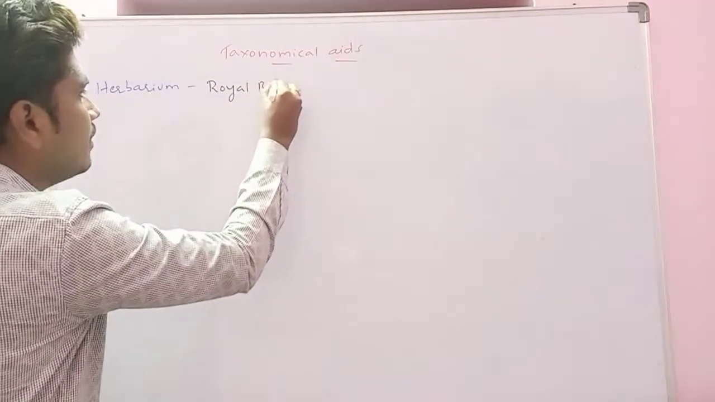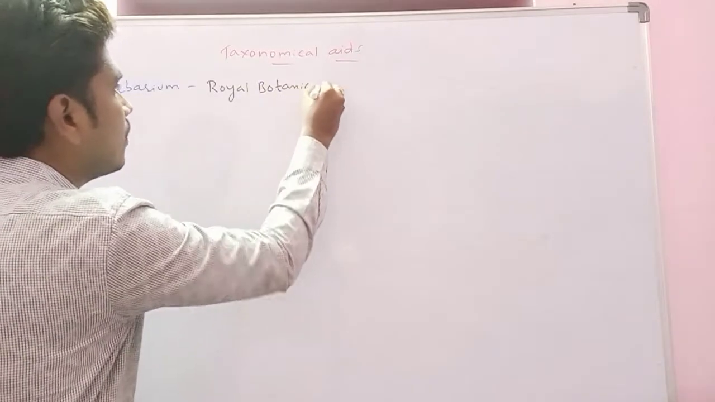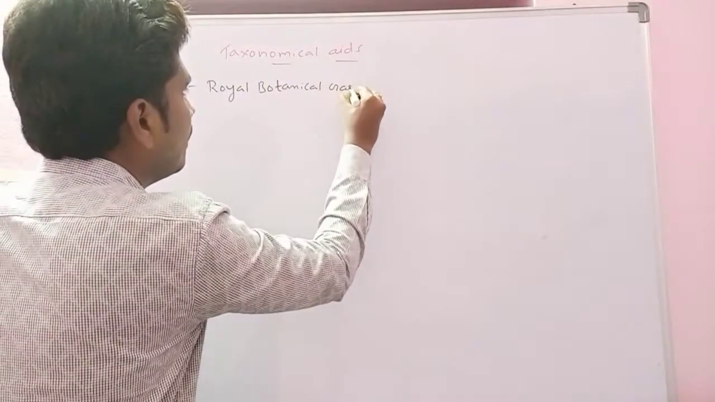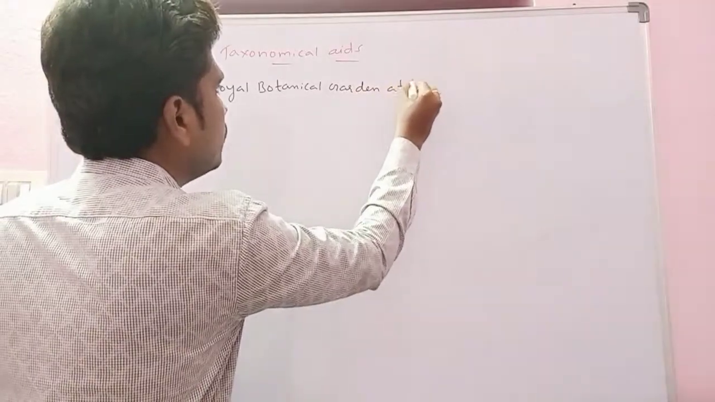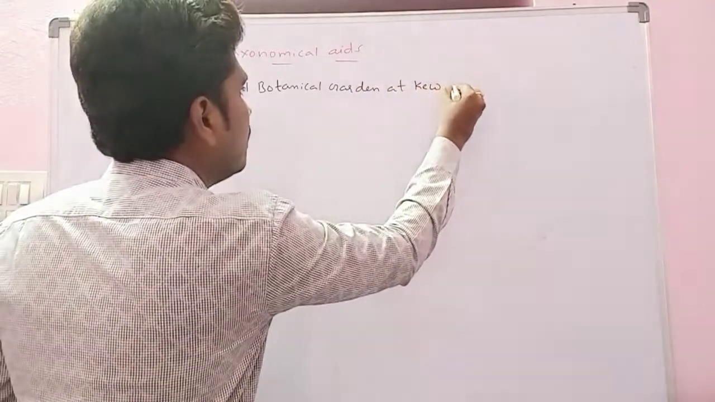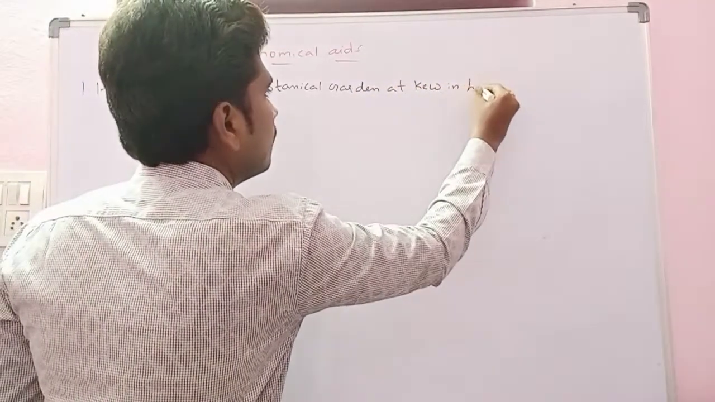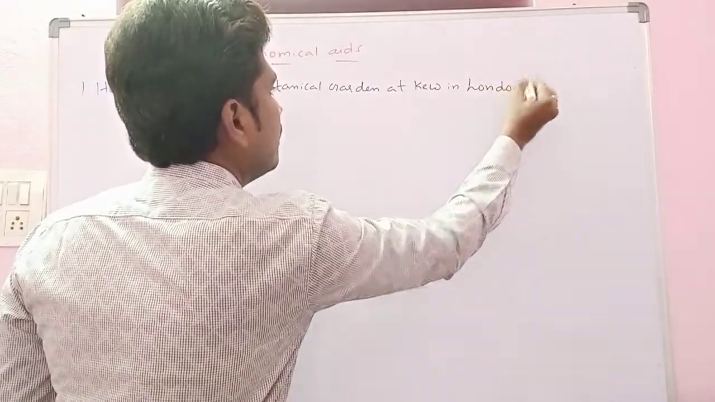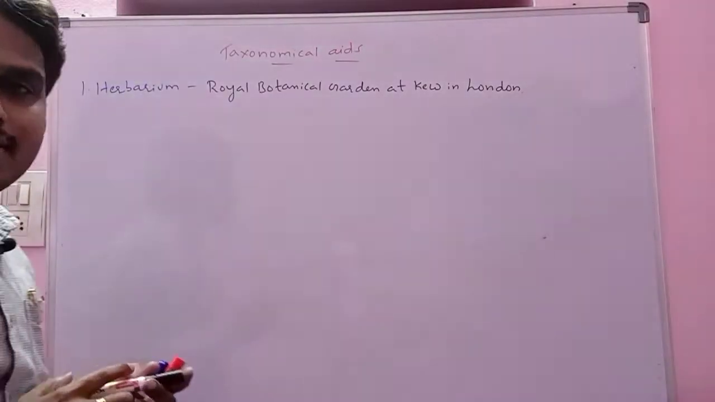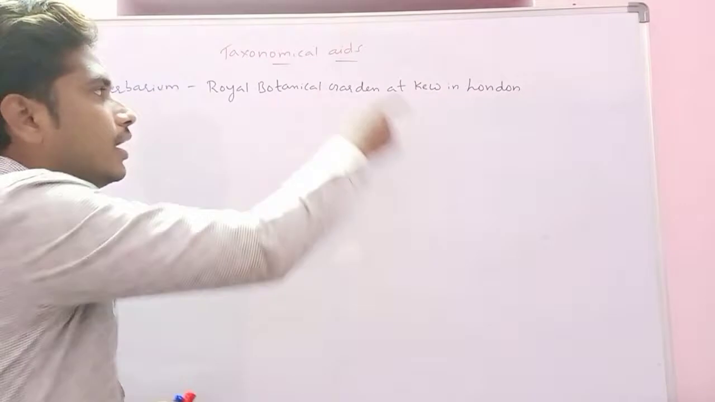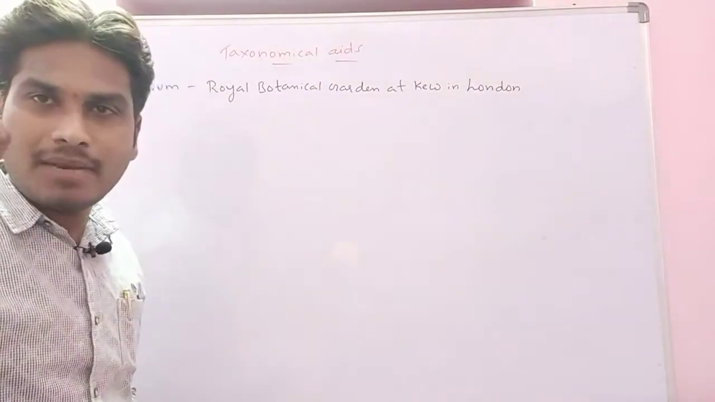The largest herbarium we see is in the Royal Botanical Garden at Kew. Kew is a place in London. The Royal Botanical Garden is the largest botanical garden in the world. In the Royal Botanical Garden, the largest herbarium is present.